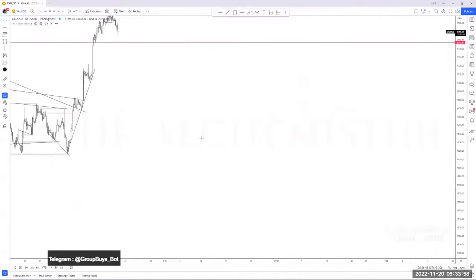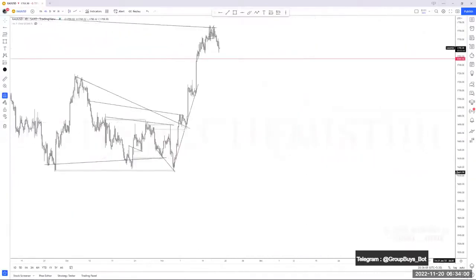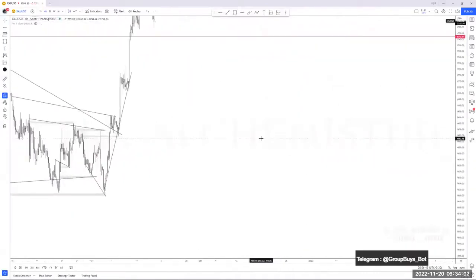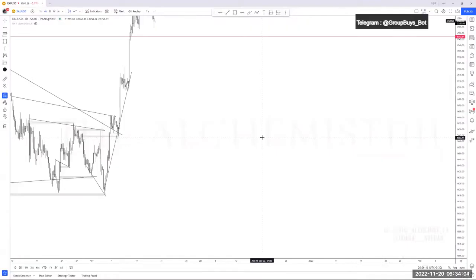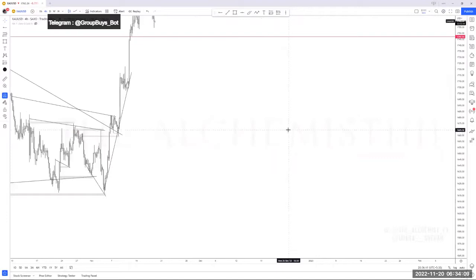First thing, let's get started. These are the POIs we use, or as we call them, key levels: support and resistance, or SBR, support broken turns into resistance, or RBS, resistance broken turns into support.